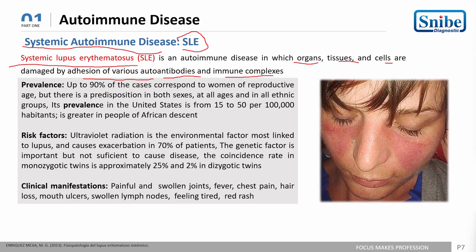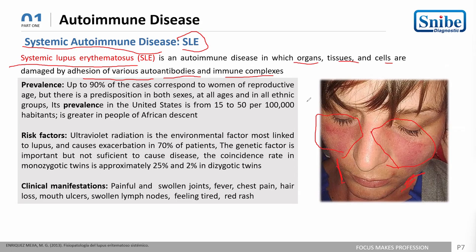So the typical clinical manifestations are painful and swollen joints, fever, chest pain, hair loss, mouth ulceration, swollen lymph nodes, especially in this region, and feeling tired. One of the typical clinical features of a systemic lupus erythematosus patient is a red rash, especially on the face.